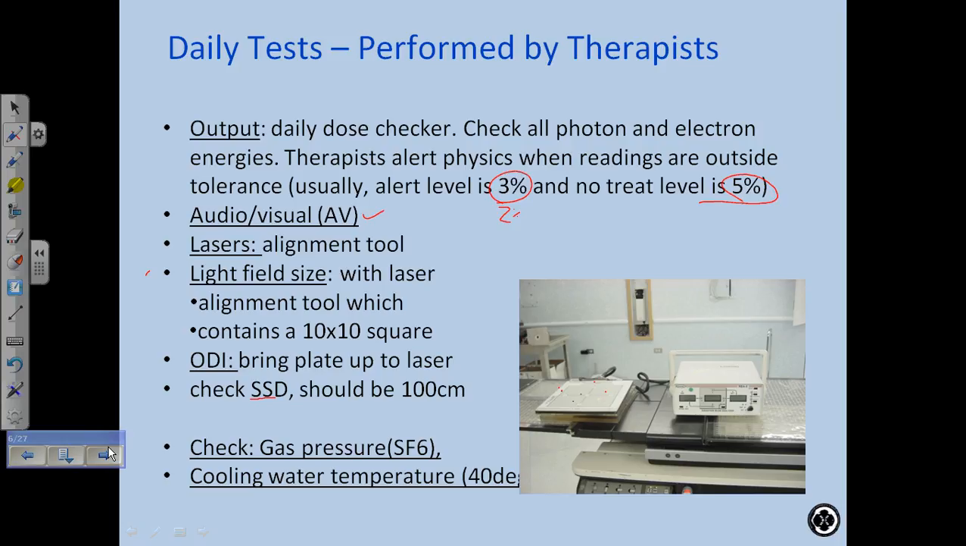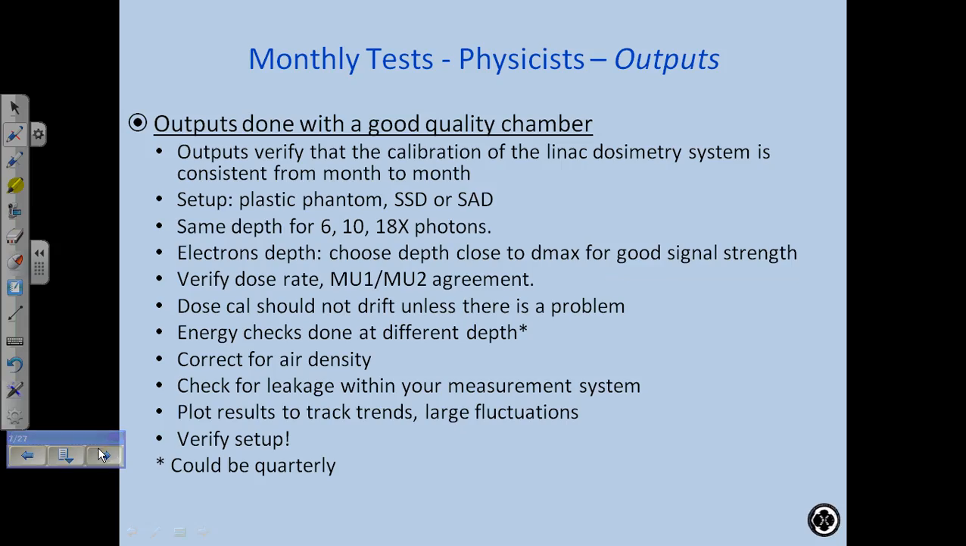So you guys remember what the sulfur hexafluoride gas does? It's a dielectric. So they make sure the gas pressure is up to where it has to be. And do you know what that pressure is for a Varian? It's 32 psi. Cooling water temperature should be around 40 degrees. They check that too. Okay, so they check the gauges as well.